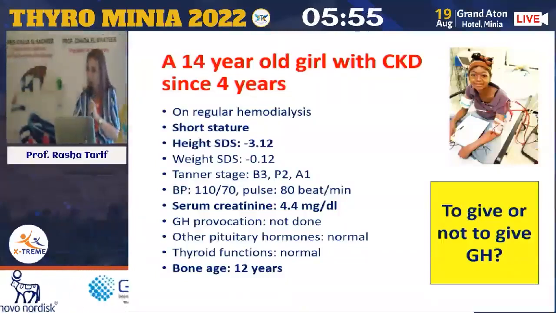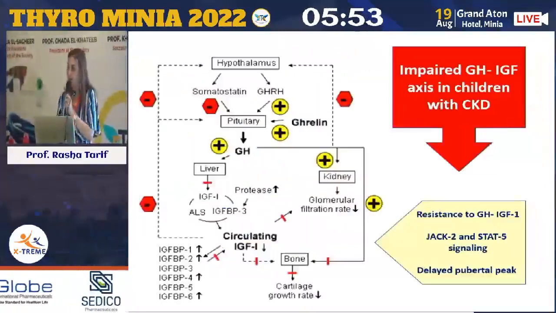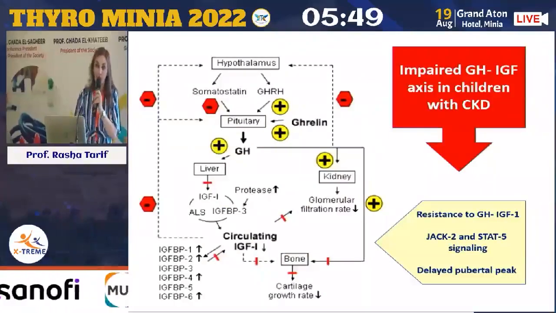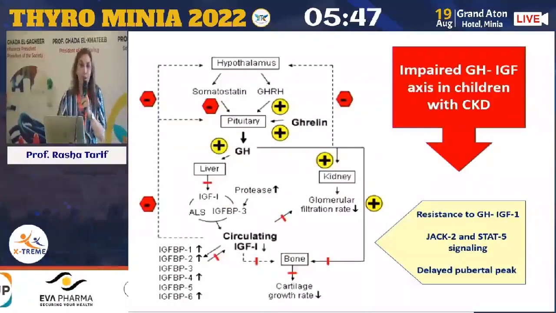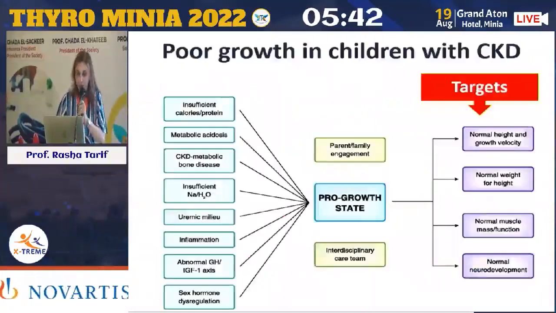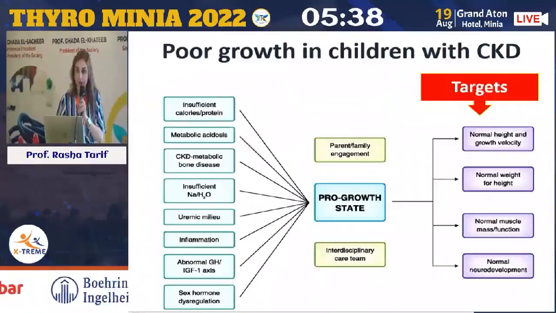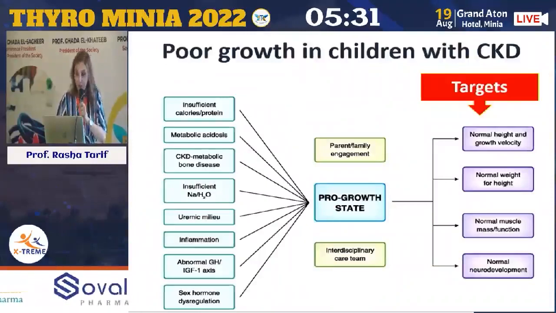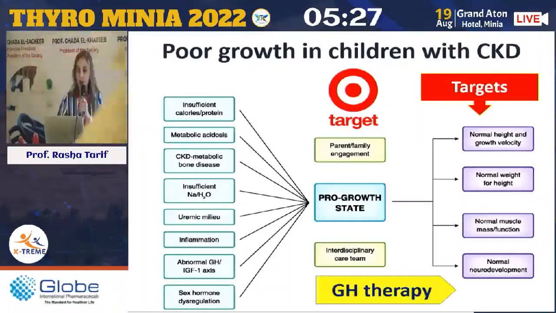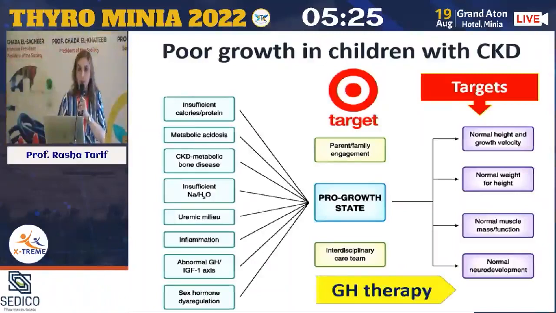Yes, the answer is yes. This is an FDA and European approved indication for growth hormone therapy. And there is clear impairment of the growth hormone IGF axis in children with chronic kidney disease. The targets in poor growth in children with chronic kidney disease are to improve the growth velocity, the weight, the muscle function, and the neurodevelopment. And these targets are clearly achieved by growth hormone therapy in those children.